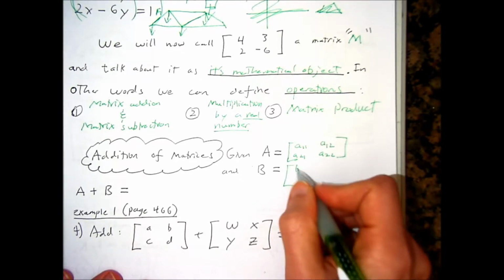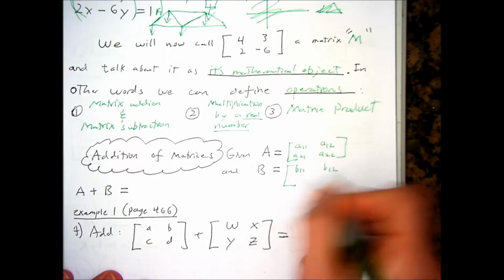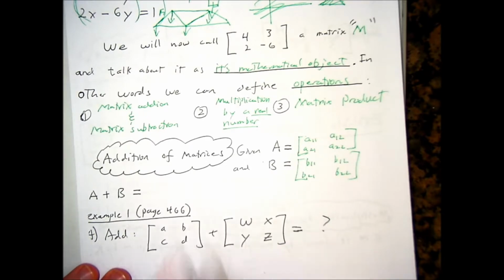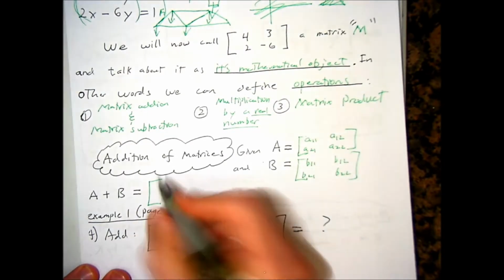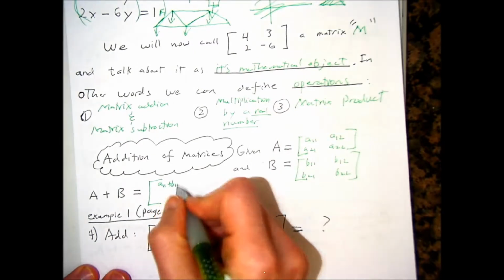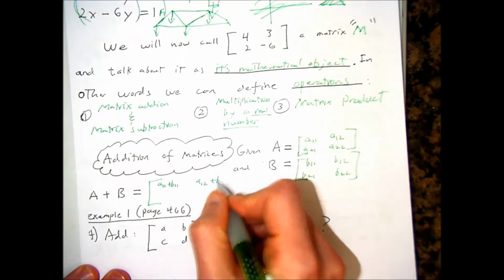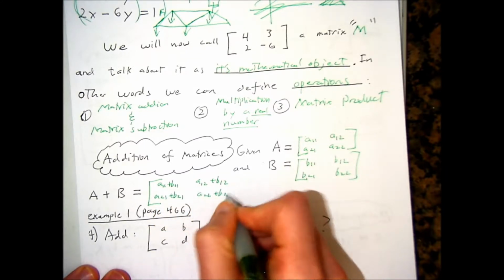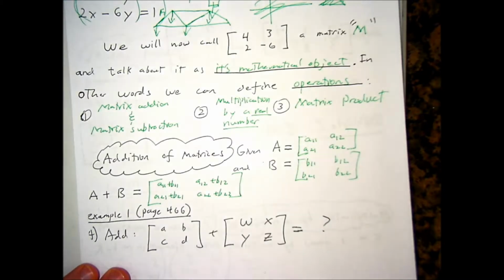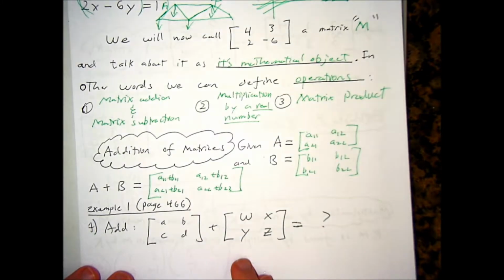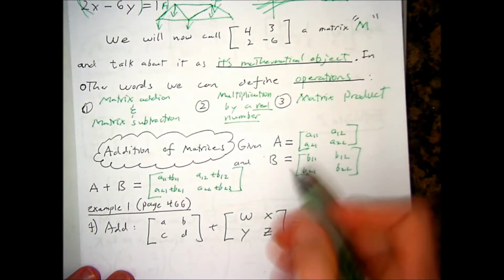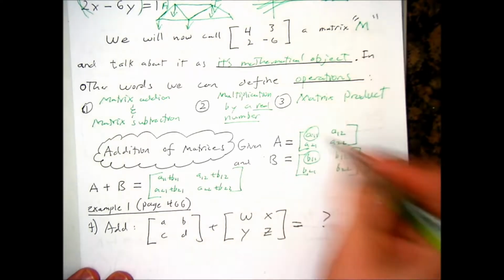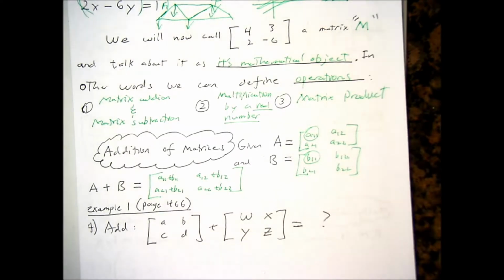Alright, so we do that with B as well. B11, B12, B21, and B22. So now we want to add these together. You might already know how to do it. It's going to be A11 plus B11, A12 plus B12, A21 plus B21, and A22 plus B22. So that's how you add together 2 matrices. You just take the elements and say, okay, this gets added to that. You wouldn't add this and B12. That's not the definition of the addition.